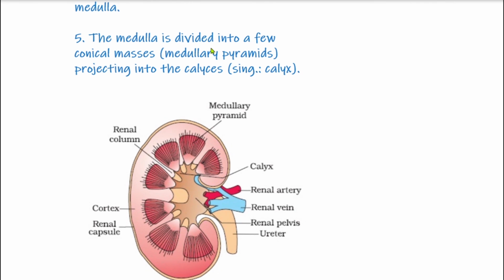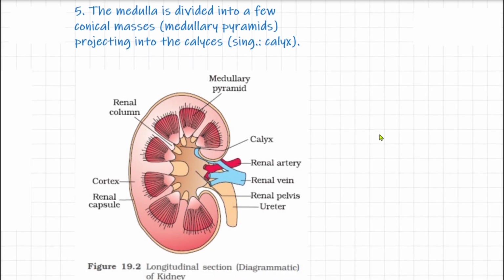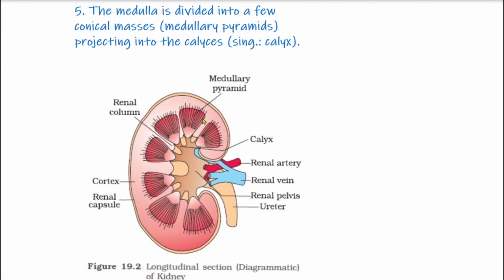The medulla is divided into a few conical masses. All this is medulla, and it is divided into these cone shaped masses which are known as pyramids. So the medulla is made up of pyramids. There are 10 to 12 pyramids in each kidney. These pyramids project into the calyces, and the calyces collect urine and drain it into the pelvis and then to the ureter.